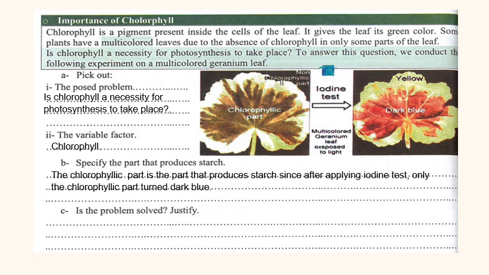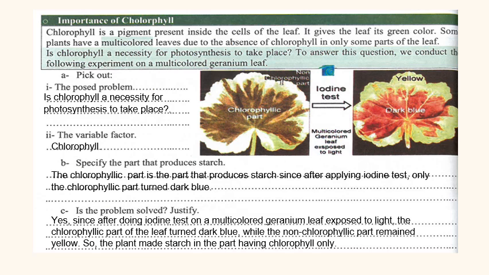Is the problem solved? Justify. Yes, since after doing iodine test on a multicolored geranium leaf exposed to light, the chlorophyllic part of the leaf turned dark blue, while the non-chlorophyllic part remained yellow. So the plant made starch in the part having chlorophyll only.